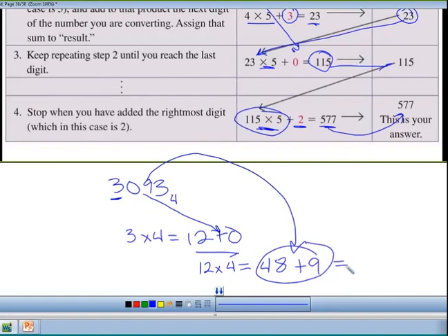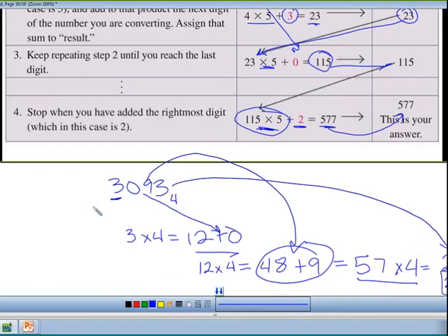Then you take your 57 and multiply it by 4, and that's going to give us 228. Then we add the last 3 over here, and that gives us 231. So 3,093 base 4 is really the number 231.